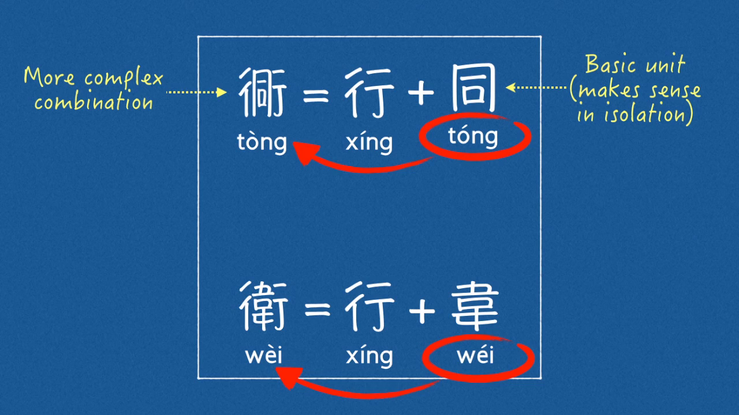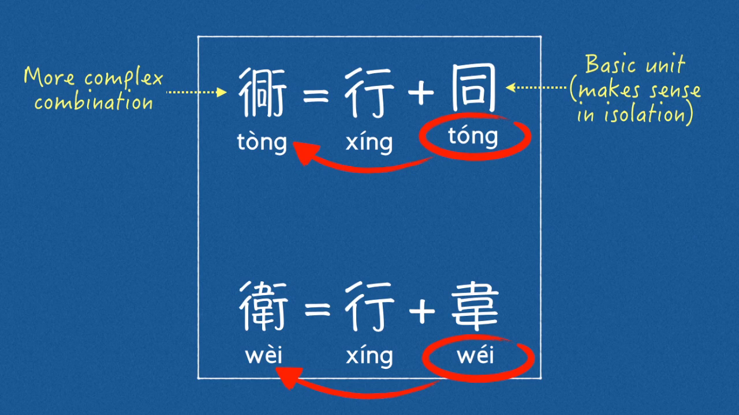With the example at the top, we'd be entirely correct to break the word down into its smallest units. But the etymology for the example at the bottom only makes sense in its combined form, and, in fact, breaking it down into smaller pieces makes less sense. The radical in the middle of the word wei is the soft leather radical, and the meaning of the word has nothing to do with soft leather.